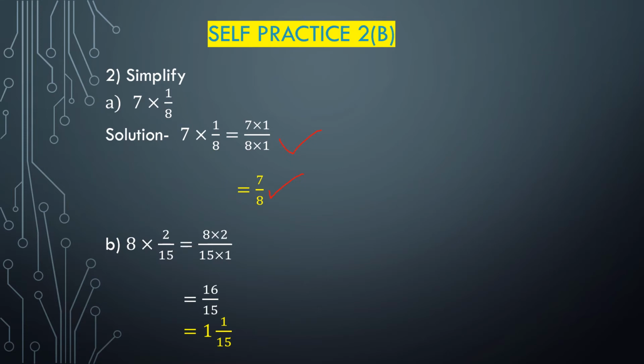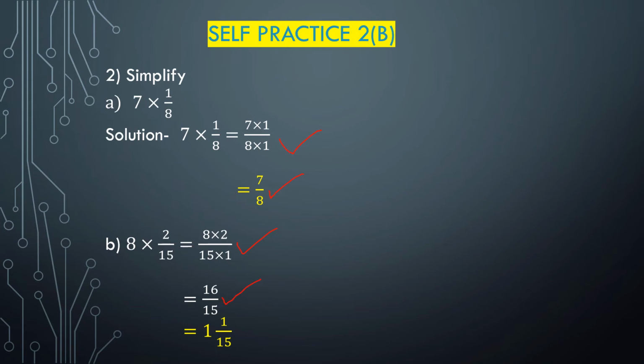So we get 7 multiplied with 1 divided by 8 is 7 divided by 8. B, 8 multiplied with 2 divided by 15. We can write product of whole number and the fraction is product of the numerators divided by the denominator. So product of numerator is 8 multiplied with 2 divided by product of denominator is 15 multiplied with 1, that is 8 multiplied with 2 is 16 divided by 15 multiplied with 1 is 15.